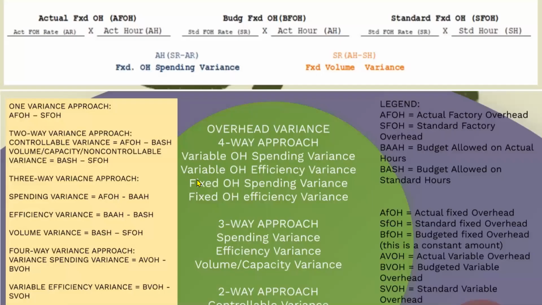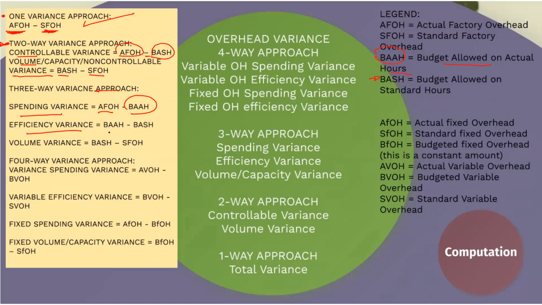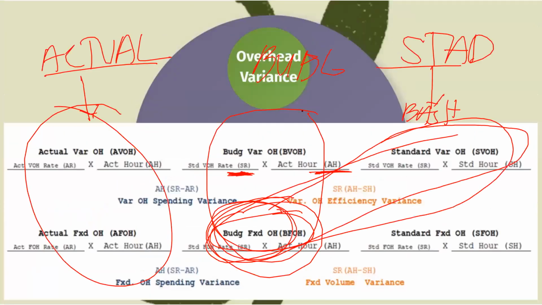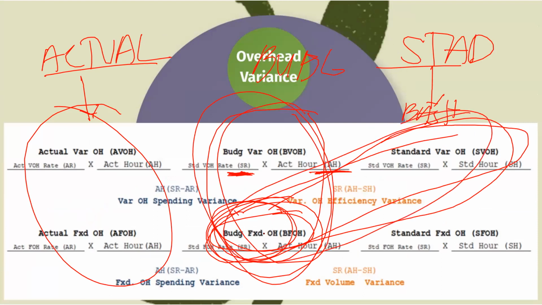Okay? Next item, how about efficiency variance? It is simply your BAA less BASH. Okay? Or BAA less BASH. What's BAA? BAA is this one. What is BASH? This one. Technically, you will cross this out. You are simply differentiating the budgeted variable overhead variance and the standard variable overhead variance.